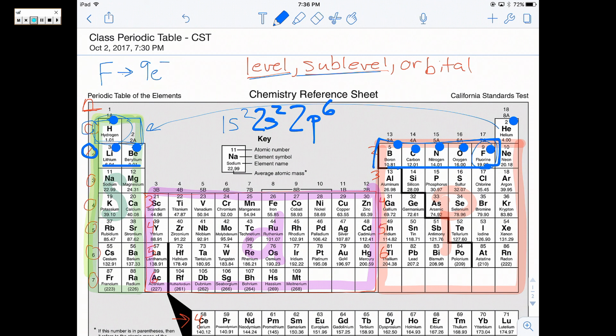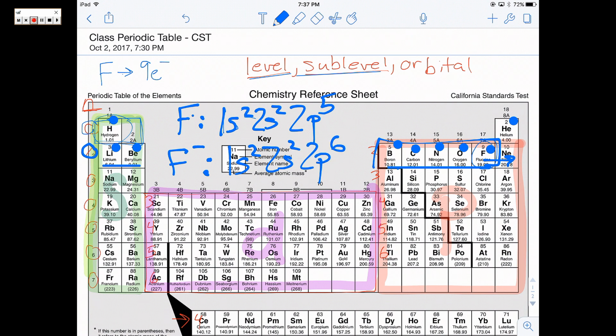So we'd have 1s2, 2s2, 2p6, and this would be for fluorine. As a side note, 2p5. Hopefully some of you were catching that. 2p5. If we did fluorine ion with a negative charge, which remember fluorine would gain an electron, it would be 1s2, 2s2, 2p. That would be 2p6.